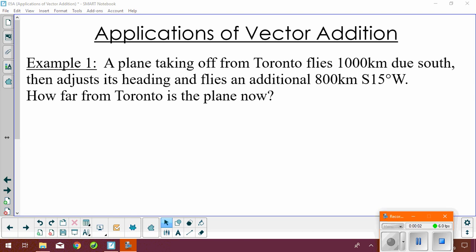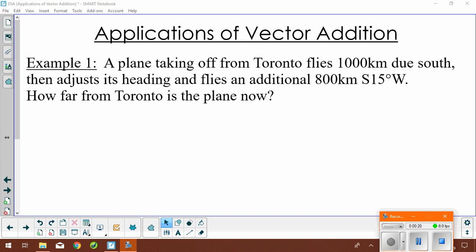Good morning, everyone. Now that we've covered the basics of vectors and some of the operations, addition, subtraction, and scalar multiplication, we can start doing some applications. So we're going to go through a few different examples of some things you can do with vectors.